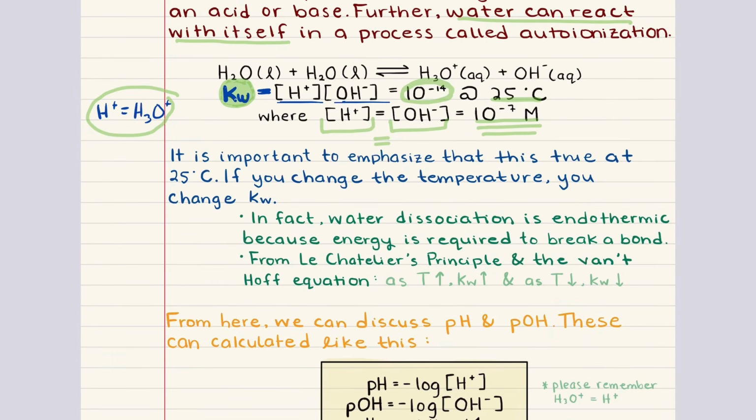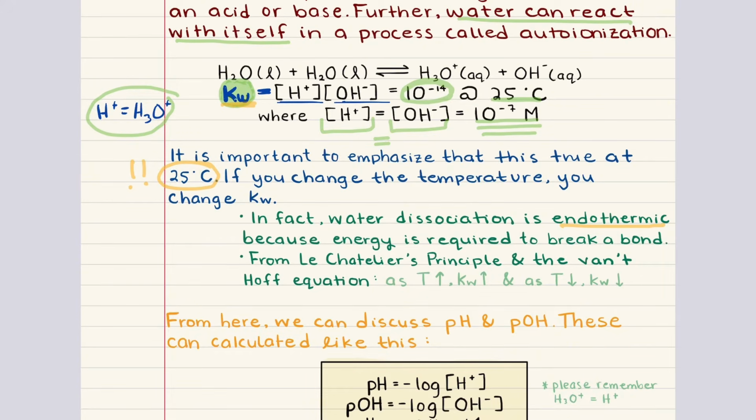So it's really important here to emphasize that this value for Kw only applies at 25 degrees Celsius. Because the ionization of water is an endothermic process, the equilibrium shifts with temperature.